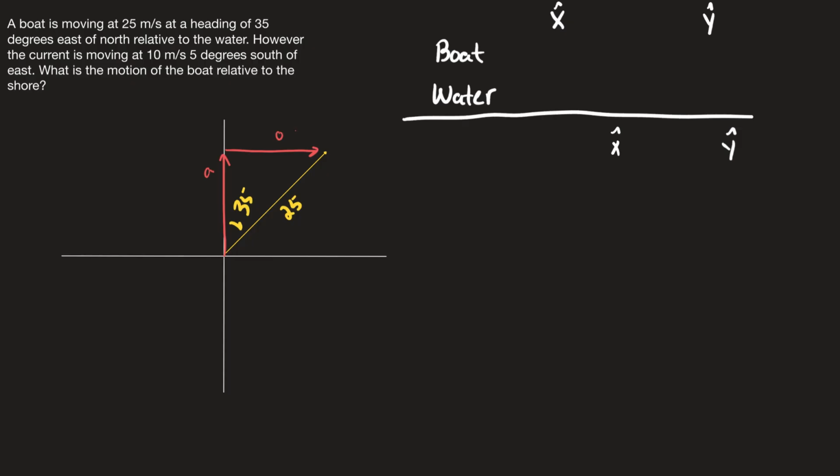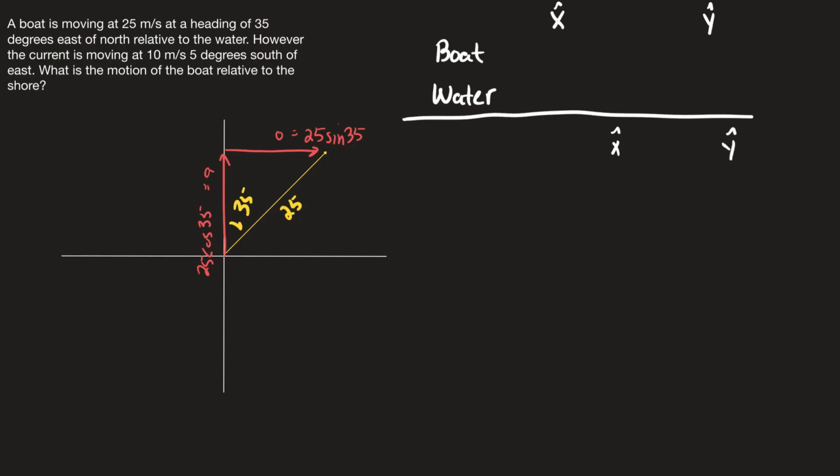I can say that this one's got to be 25 sine 35, and this one's got to be 25 cosine 35. I'm skipping a few steps there. I'm not writing out sine, cosine, tangent, but am I okay to do that, or do you need me to write those things out? We're good.